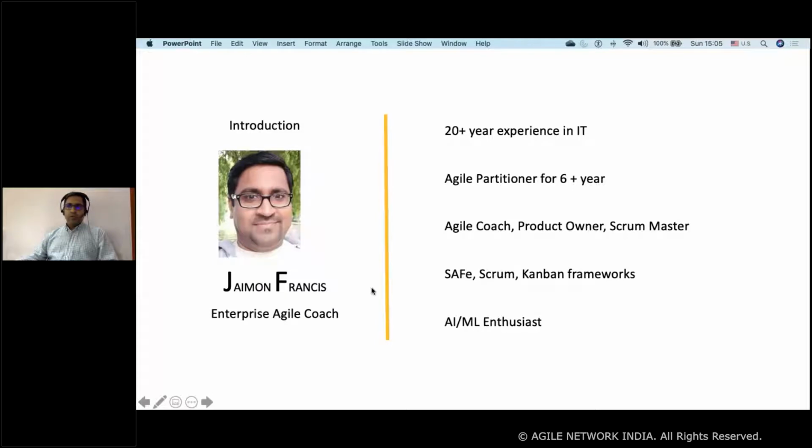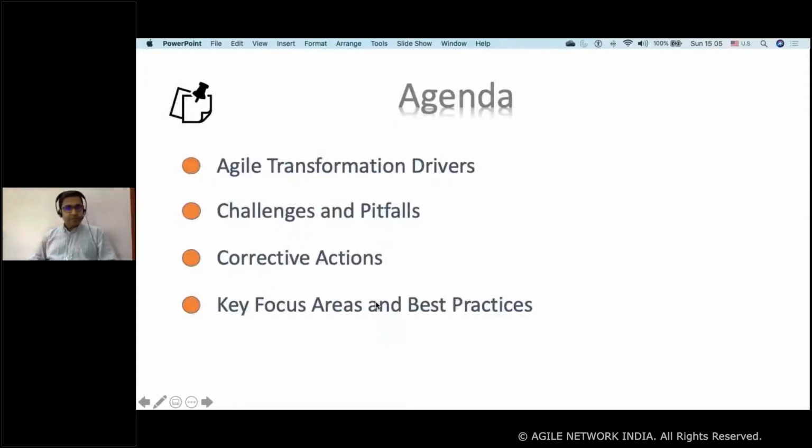Moving on, let's quickly look into the agenda. We have classified it into different parts. First, we'll look into the agile transformation drivers. We'll understand why organizations move towards agility and why they are embracing agility, because that is a key component in the agile transformation journey.